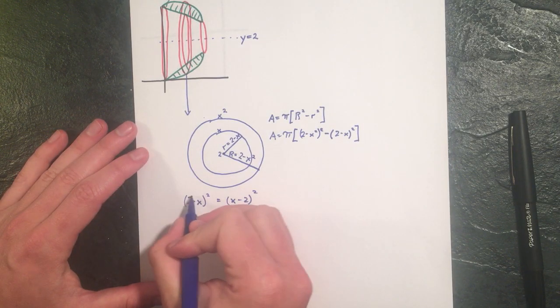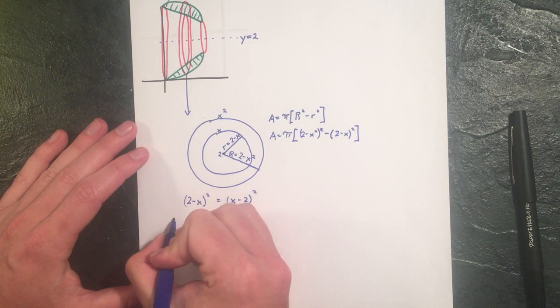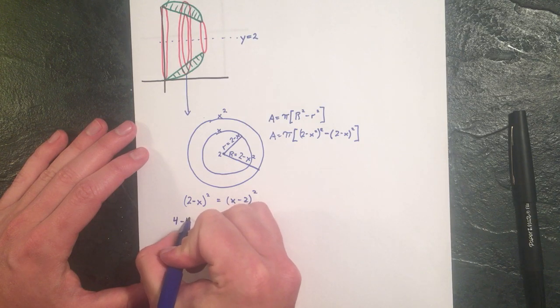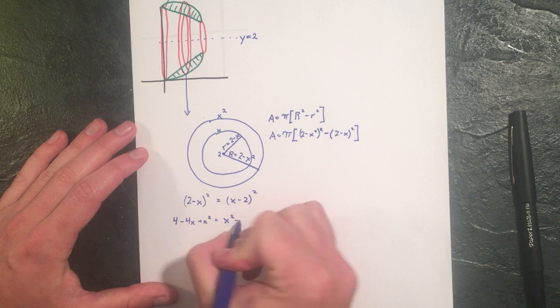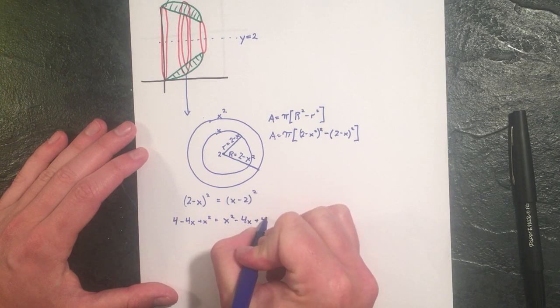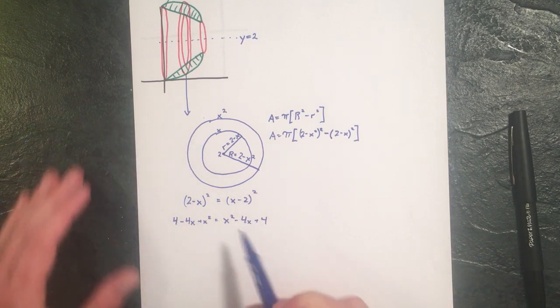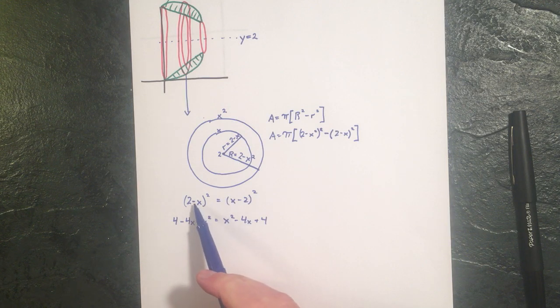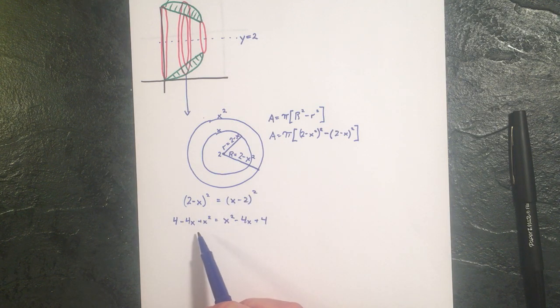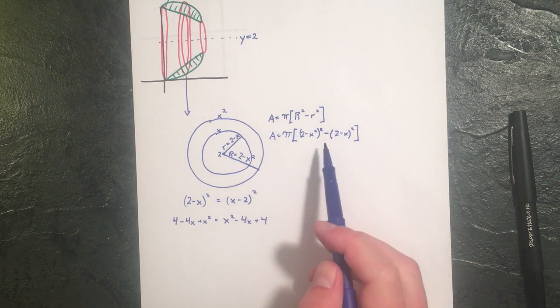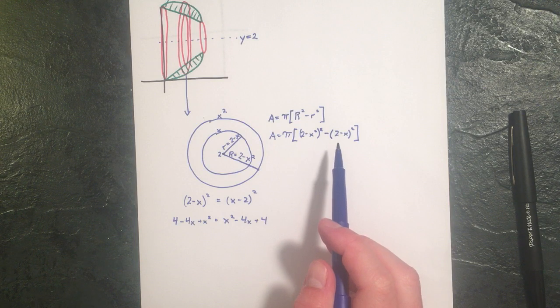So we'd have to actually FOIL these out with one another, distribute them. So we get 4 minus 4x plus x squared here. Over here we get x squared minus 4x plus 4. Notice they're the same thing, so the order in which you subtract them doesn't matter, because once you square them, everything is going to be the same. So we have this as our overall area here.